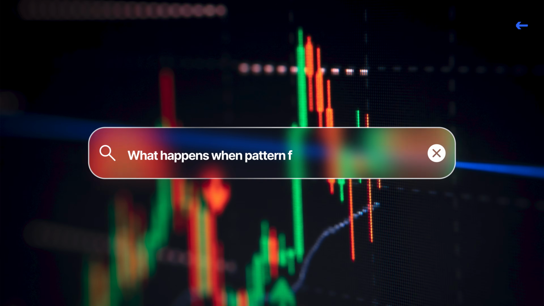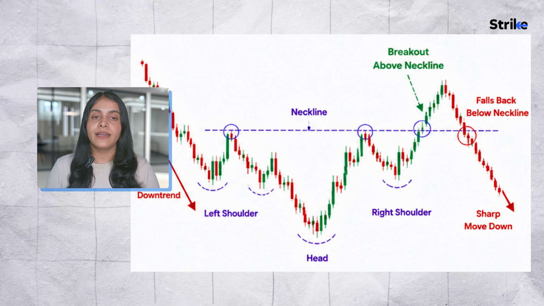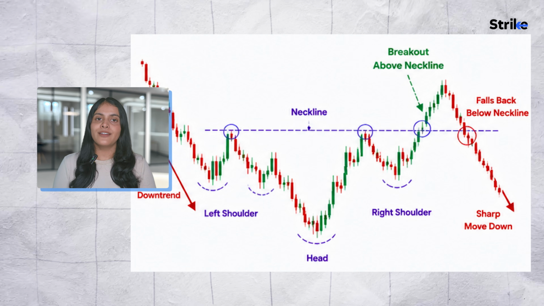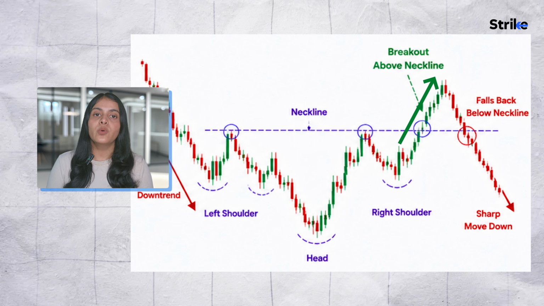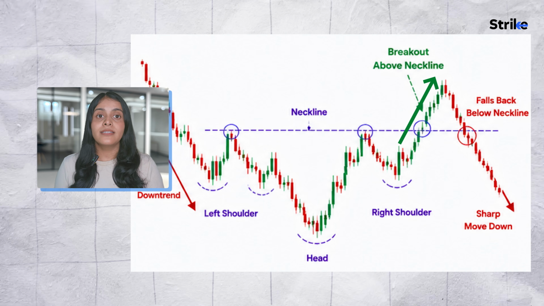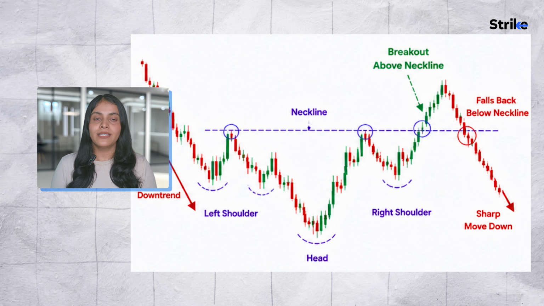What exactly happens when the pattern fails? Now, this is something very important that most beginner traders ignore. Not every inverse head and shoulder breakout succeeds. Remember that. Sometimes the market gives a breakout above the neckline, attracts buyers, and then suddenly reverses downward. And this is called a failed inverse head and shoulder pattern.